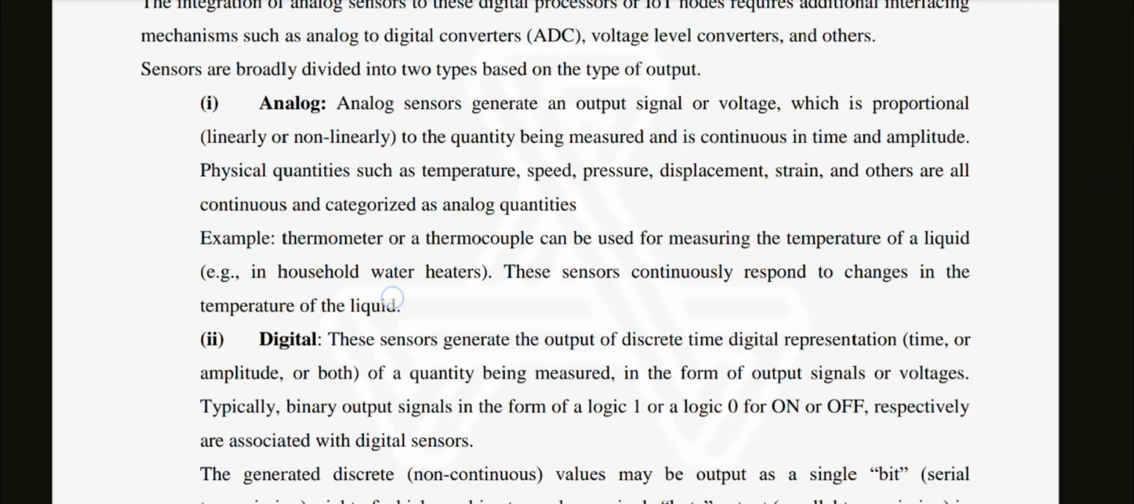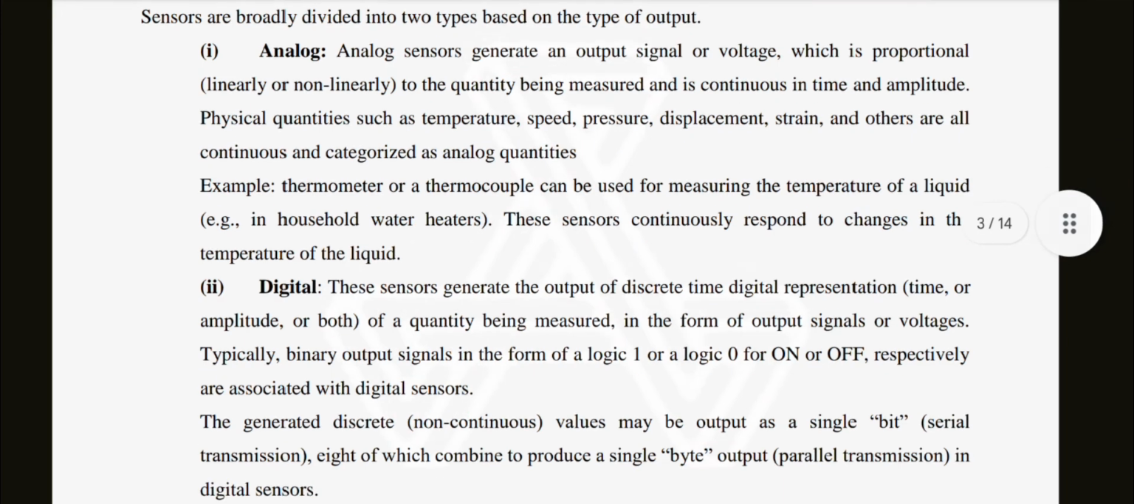Example: a thermometer or thermocouple can be used for measuring the temperature of a liquid. Example: in all household water heaters. These sensors continuously respond to changes in the temperature of the liquid. Digital. These sensors generate the output of discrete time digital representation.